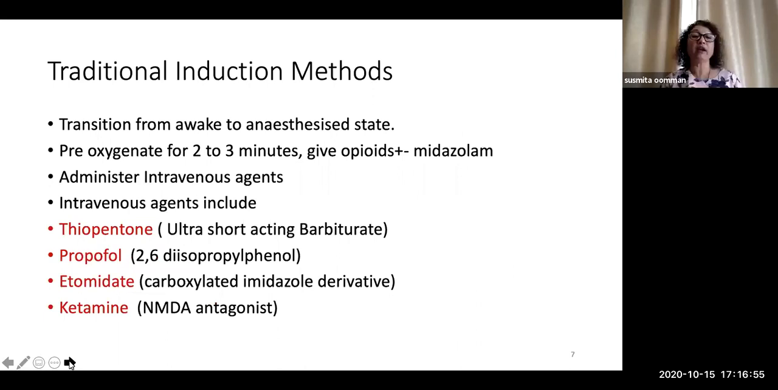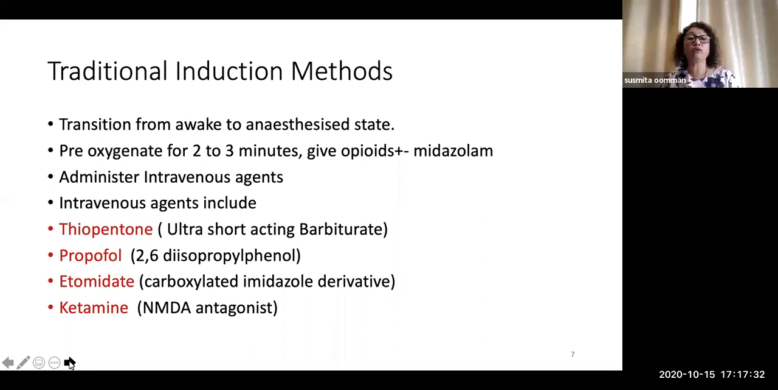So traditionally, what we do nowadays is that we have stopped all those methods from the past. Now it is like this. We pre-oxygenate our patient. We always give oxygen minutes before we start the anesthetic. Then we give pre-medication, which is a combination of opioid, anesthetics, and some benzodiazepines, so that the patient is premedicated and calm. And then we start giving our intravenous agents, which is given like a bolus.